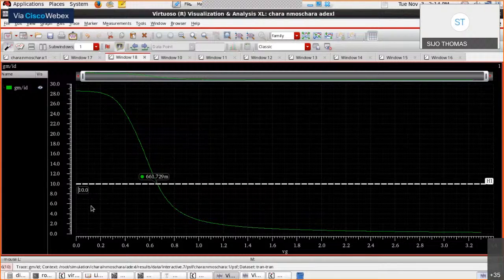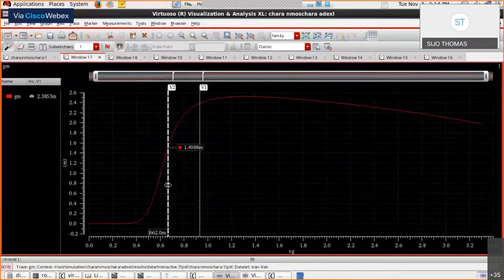If you look at this value of VGS, let's look at the gm curve, the previous graph, and put a cursor at 662 millivolts. We can see it is already in moderate inversion. It has come down from strong inversion to moderate inversion.